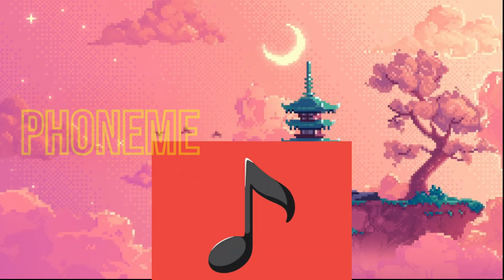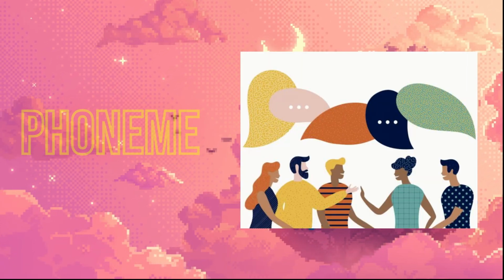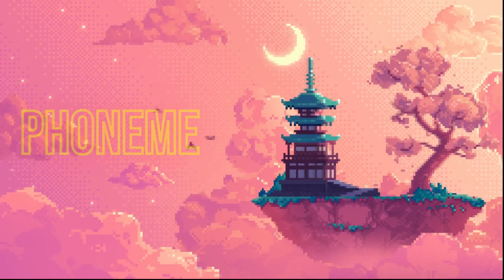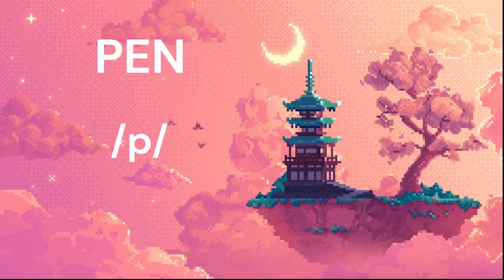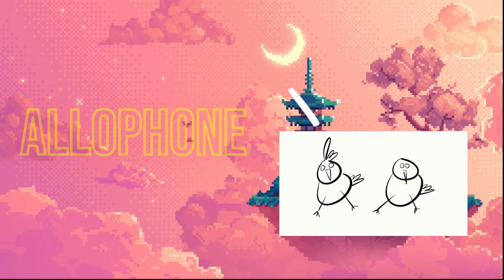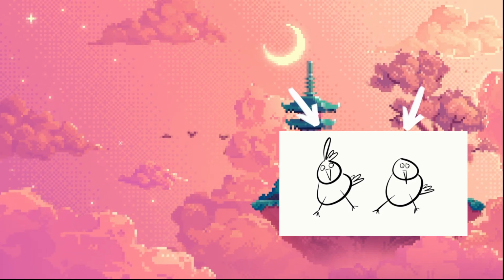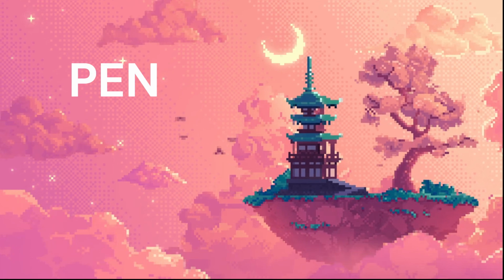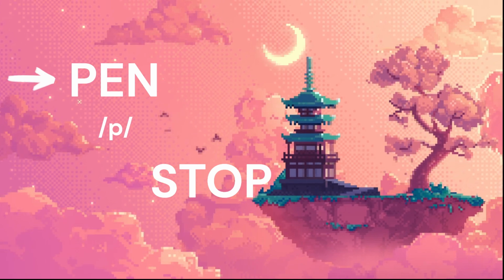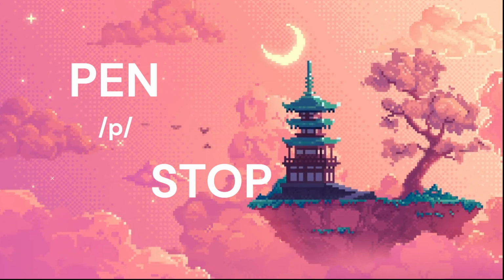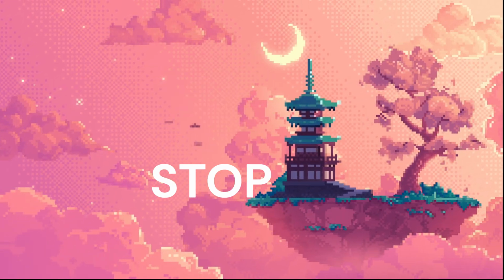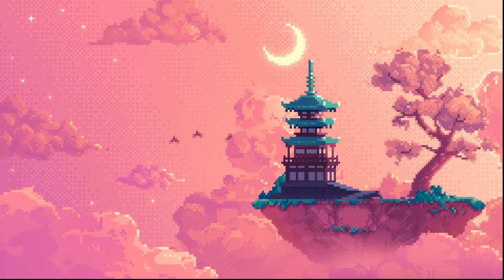A phoneme is a unit of sound in spoken language that distinguishes a word from another. An example of this can be the sound of P in the word pen, and on the other hand, an allophone is a variation of one phoneme in many words. An example of this, again, is the word pen and the word stop. As you can hear, in the word pen, the sound of the phoneme P has a stronger puff. Meanwhile, in the word stop, it does not. It sounds as if it were invisible.